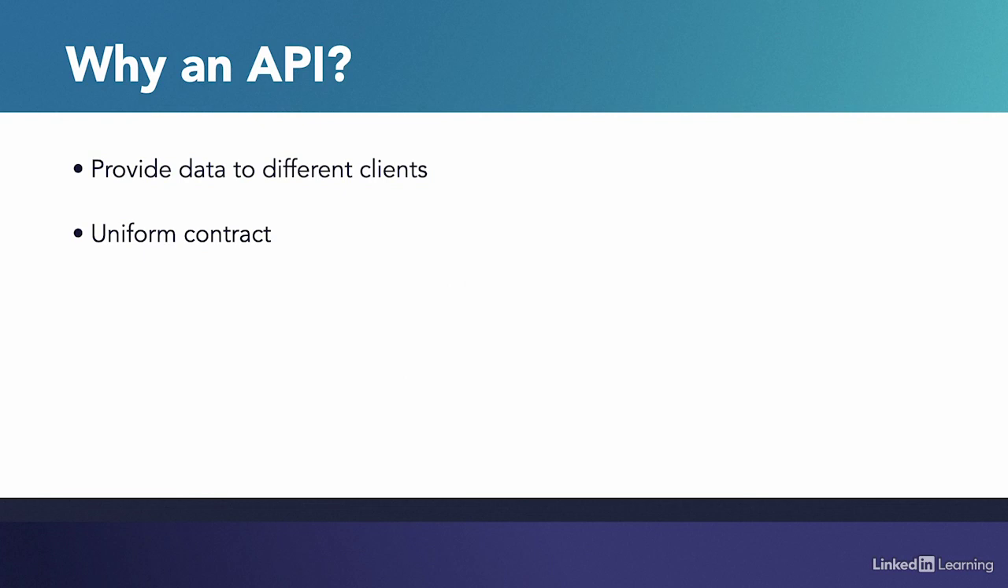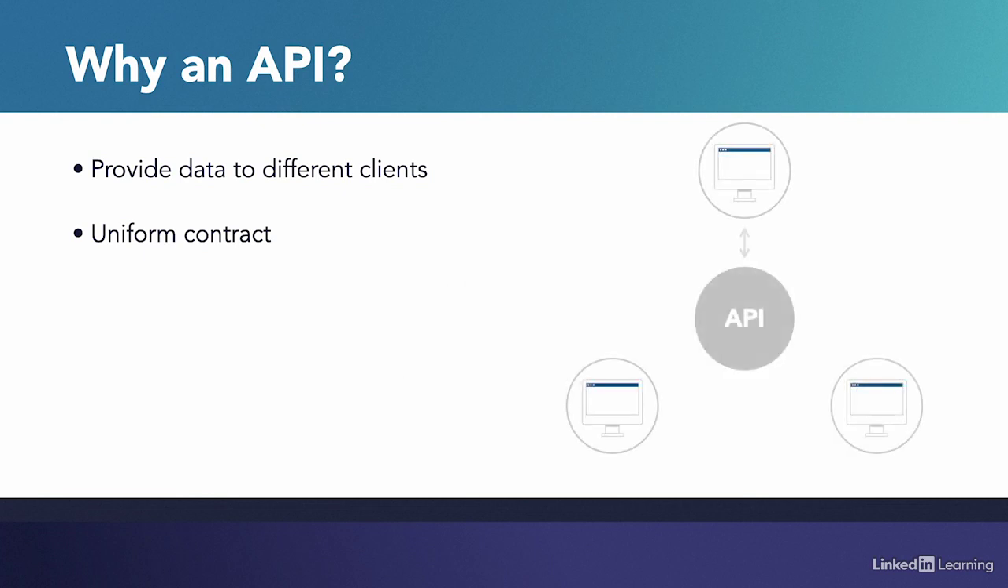So what that means is that we have an API, and that API stands between our server, our assets, so to speak, and all of the various clients that use one uniform way of communicating with us. And that's why we want an API.